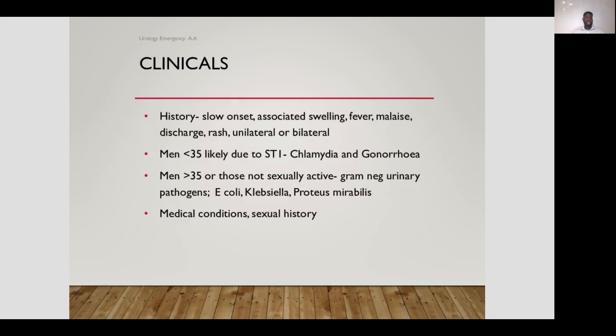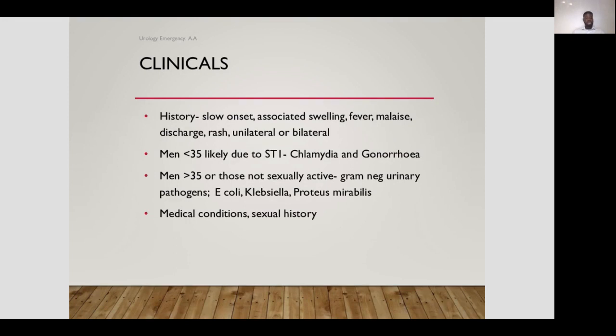Men less than 35 years old and sexually active, I think, is more likely to be due to an STI. Though it can still be from gut bacteria, we likely just think of it as a way to differentiate. Either it could be chlamydia or gonorrhea. For men older than 35 or those not sexually active, we begin to think about gram-negative urinary pathogens. So E. coli, Klebsiella, Proteus mirabilis.